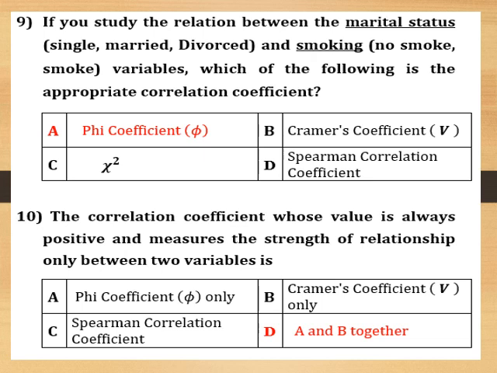Number 10, the correlation coefficient whose value is always positive and measures the strength of relation only between 2 variables. This is in nominal data, and the appropriate correlation coefficients in this case are the phi coefficient and Cramer's coefficient. So the correct answer is A and B together.